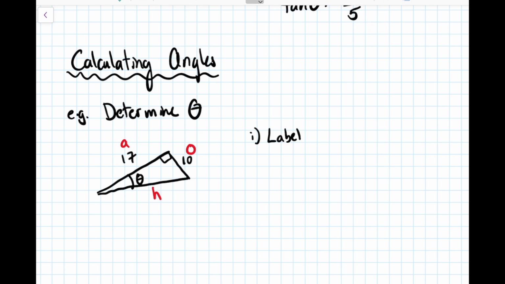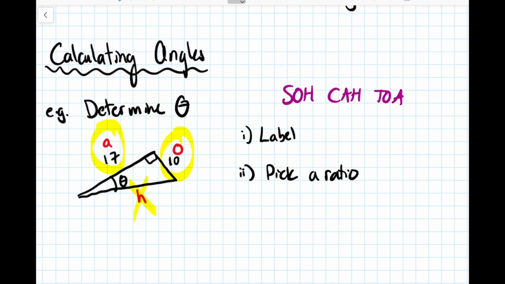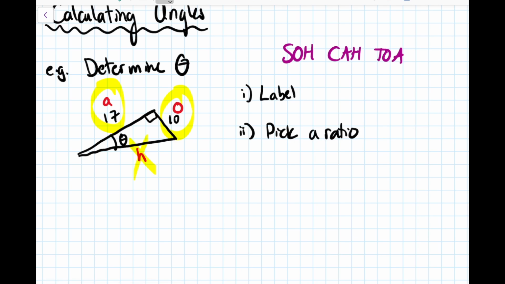Our second step, having done that, is going to be to pick a ratio. The way we do that is we just pick whichever ratio fits the information that we're dealing with. In this case, we don't care about the hypotenuse because we don't know it, but we do know the opposite and the adjacent. So if we go back to SOH CAH TOA, which I'll just write down up here, if we're dealing with O and A, that is the tangent ratio. So tangent theta is O over A.